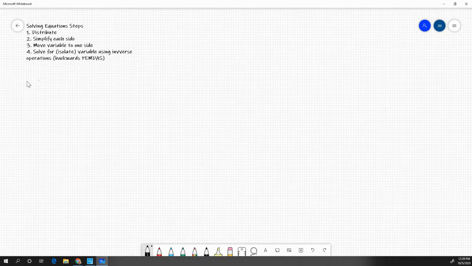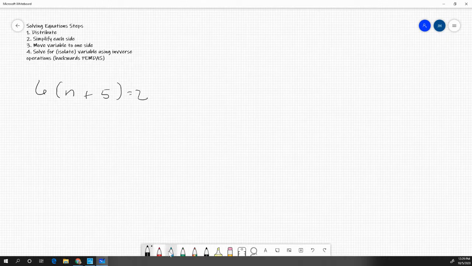It's crazy. So say I have 6 times the quantity n plus 5 equals 2, and I want to solve for the variable n. When we're solving an equation, really what we're saying is, what is this variable, this unknown, equal to? And in this case, we're talking about n. So our first step is going to be to distribute. If we can distribute something, we should.